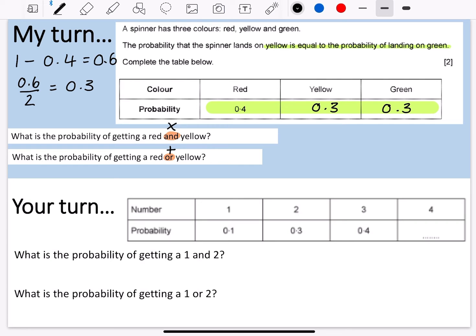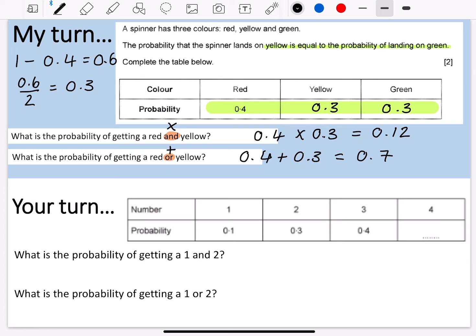So red and yellow, I'm going to do the probability of red, which is 0.4, times the probability of yellow, which is 0.3. That is going to give me a total now of 0.12. 3 times 4 is 12, but they're both 0.4 and 0.3. That means we're actually dividing it by 10 twice. That's how we get to 0.12. For the next one, we're going to be adding them. So I'm going to be adding 0.4, add 0.3, which is going to give me a total of 0.7. Pause the video here, use this example, have a go at the your turn question.